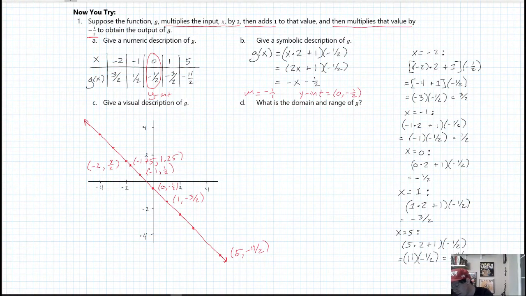We can see that the function keeps moving to the left forever and to the right forever. So the domain is all real numbers, everything from negative infinity to positive infinity, and the range is also all real numbers, everything from negative infinity to positive infinity.